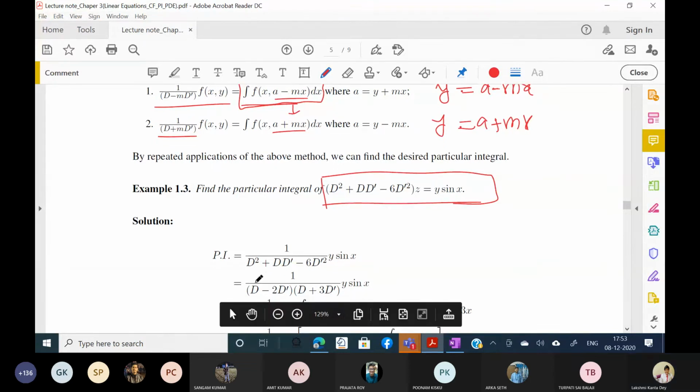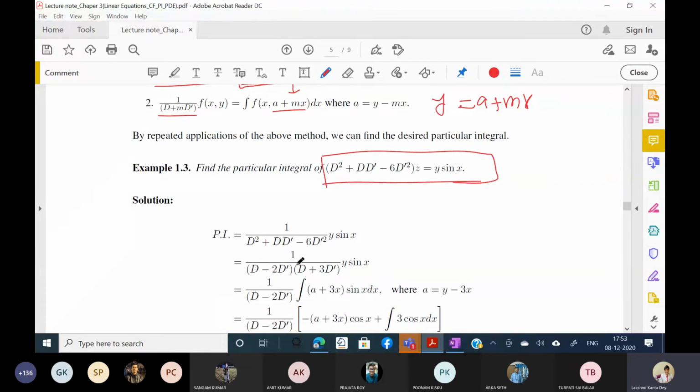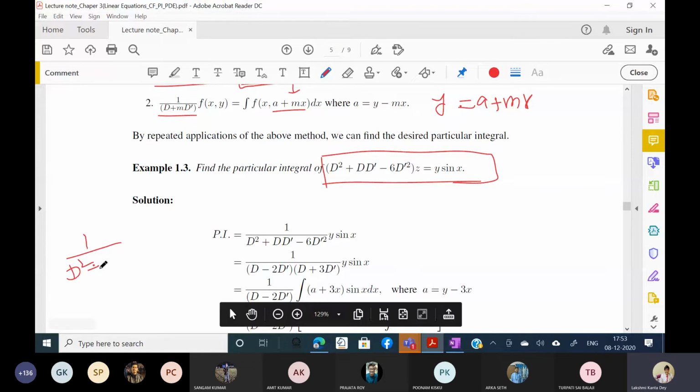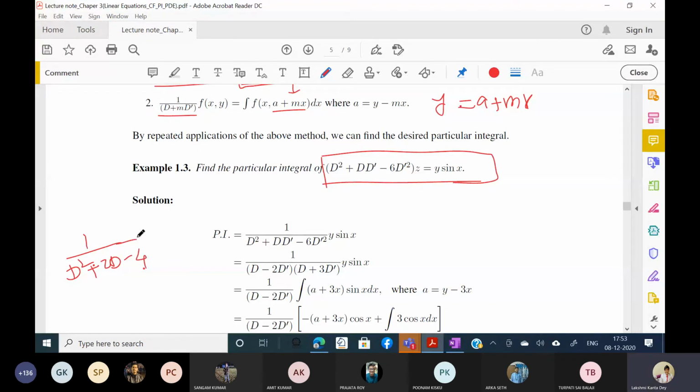Okay, so you see, one bad habit I like to mention, because from my experience I can say that some students prefer to write, say for example, in case of ordinary differential equation, suppose it is D square plus twice D minus 4, and the right side should be x, or maybe x sin x, whatever it is. Some students write it here, it is x sin x by this.